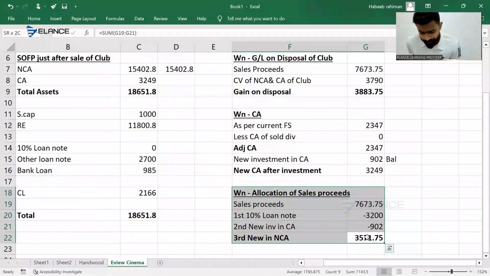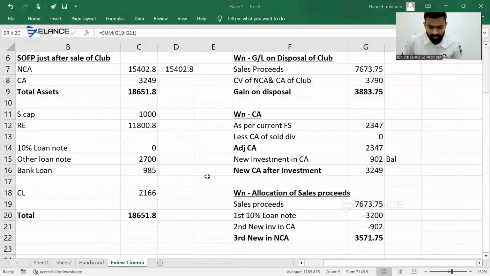Is it okay? We are done with the balance sheet. Look at here, we are done with the balance sheet. After you complete the balance sheet, let me know in comments that you are done. Based on that, we'll continue to the next question, Handwood.